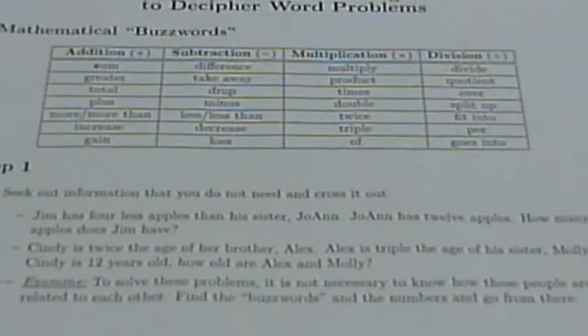word problems. But there's also a good algorithm, a good method we can use to decipher these and use these buzzwords. So step 1 says, seek out the information you do not need and cross it out. Okay? This is important as a lot of word problems often involve information that we don't need to know, such as this one right here.